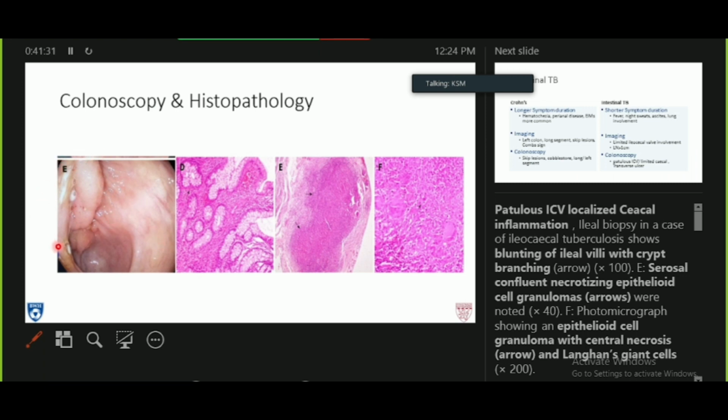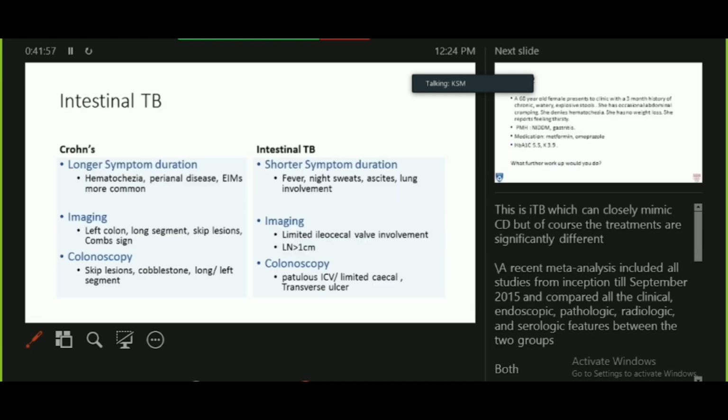The ileocecal valve was quite patulous, and then going into the terminal ileum and after taking biopsies, we saw this blunting of villi with branching of the crypts, and also a necrotizing epithelioid granuloma. And here you can see this granuloma again with central necrosis. Any ideas of what this may be? Any of the junior doctors? TB? Yes, so well done.